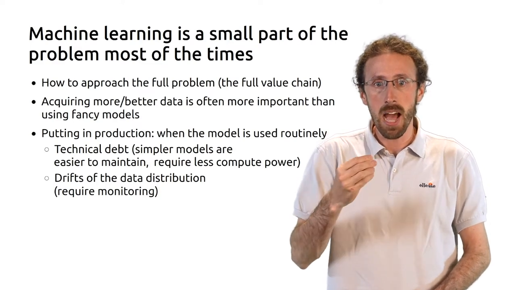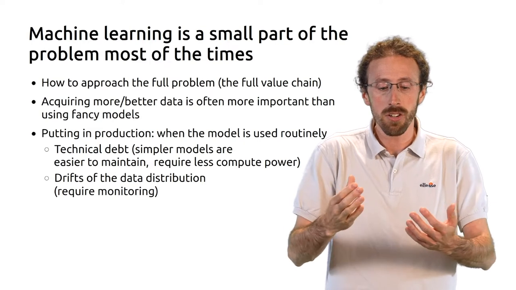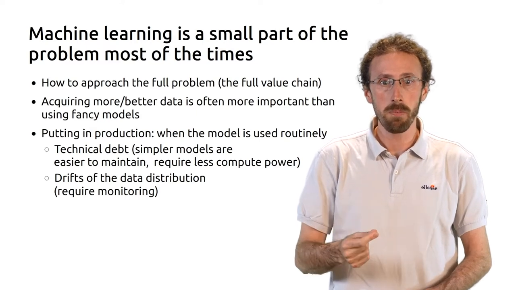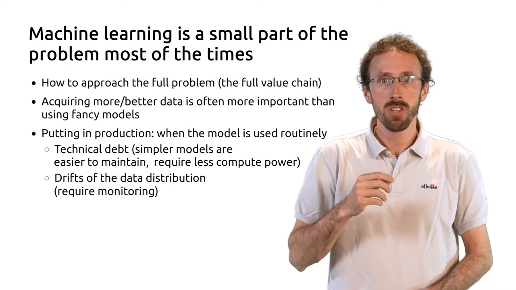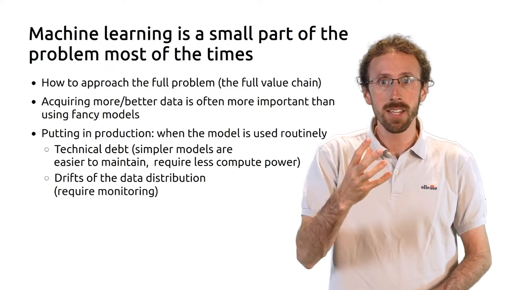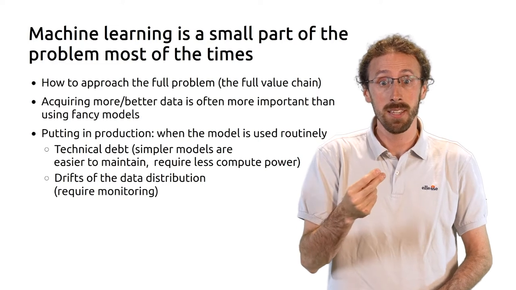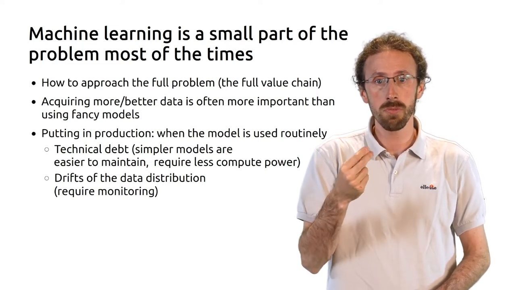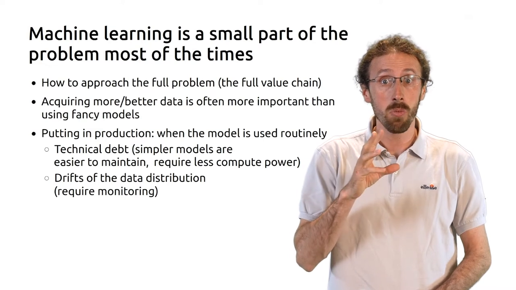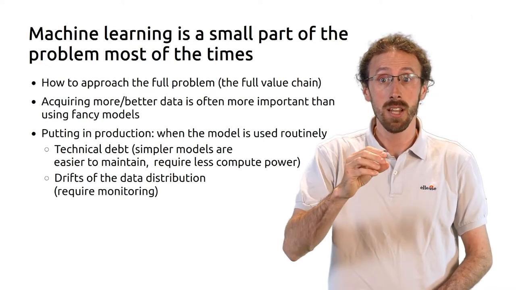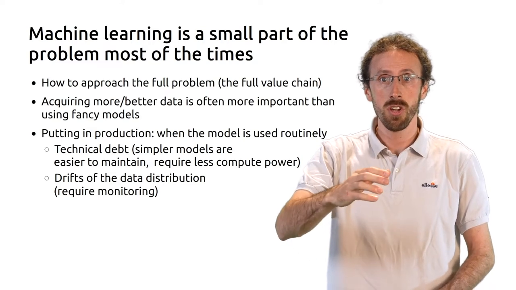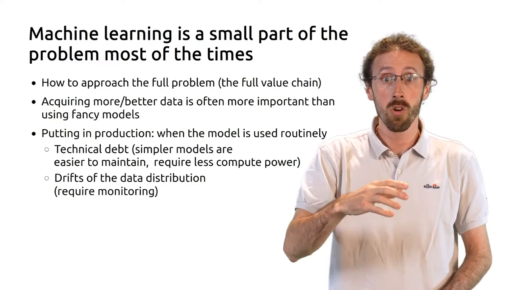An important question is how to approach the full problem, how to consider machine learning in a full value chain. Acquiring more data and better data is often more important than using fancy models. You might want to think about how you will put the models in production when these will be used routinely. There, it is important to keep in mind that technical debt is costly, so you should prefer models that are easier to maintain and require less compute power. You might want to check whether there are drifts in the data distribution, and for this, you might want to monitor the prediction of your model so that if the data changes, you notice and do not predict wrong recommendations.